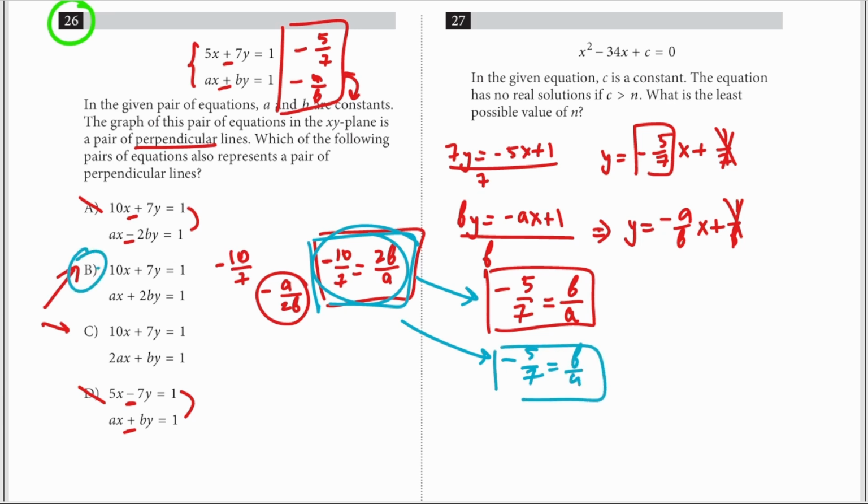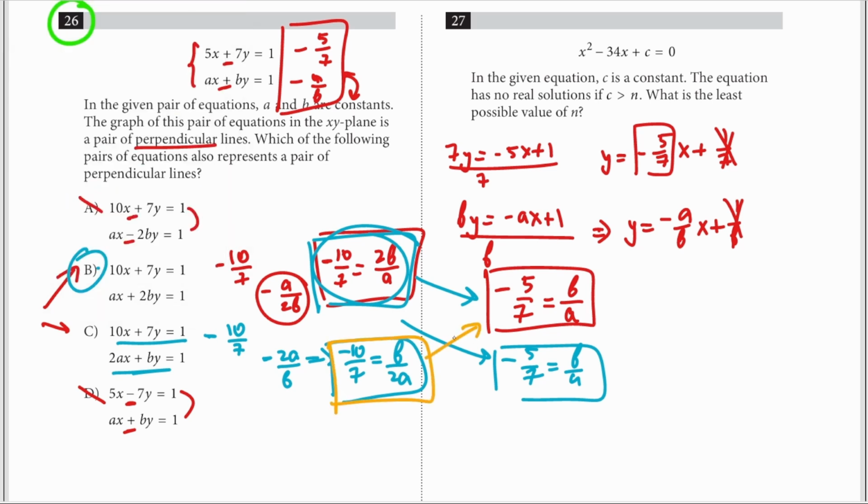But what if we went with C? For this equation, the slope is going to be -10/7 as well. Now, for that equation, the slope is going to be -2a/b. If they're negative reciprocals of each other, then we'll have -10/7 is equal to positive b/2a. And that is not matching with the original equation. So C is wrong, B is correct. That is the answer. That's it.